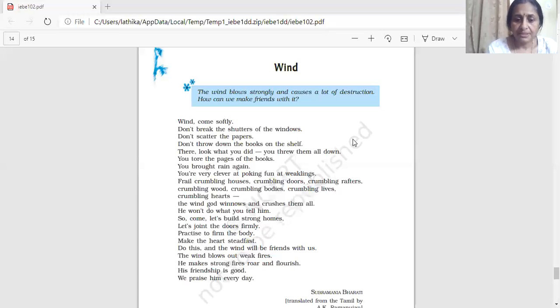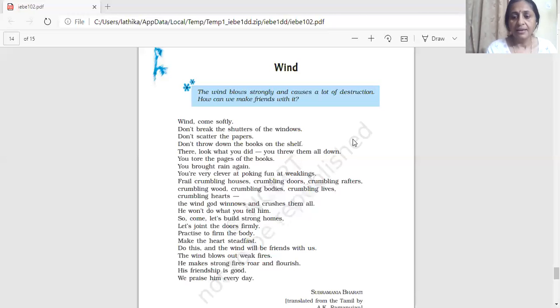So come, let's build strong homes. So the poet has admitted, or he has understood, that even if we request or make a plea to the wind, it is not going to listen to us. It will do its duty. You cannot take it for granted. You cannot change the force of the wind. So what can we do?